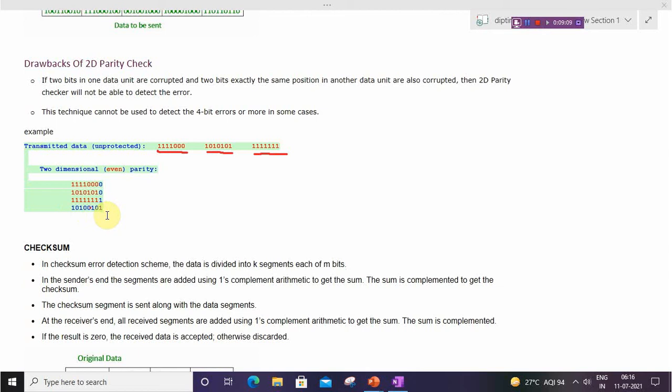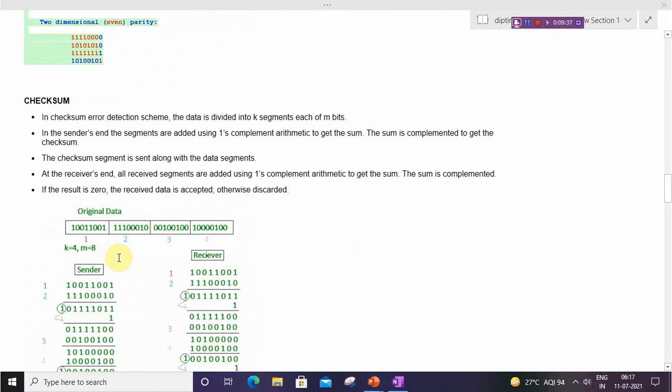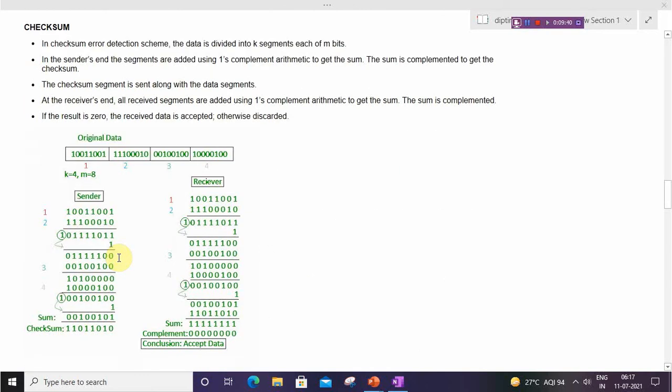This way we can send the data to the receiver, and the receiver again computes the parity bits from the received data and checks whether the parity bits are equal or not. If the parity bits are equal, then it accepts the data. Otherwise, it rejects the data. Okay, so this is all about 2D parity checking. Next, checksum. Checksum is another error detection technique.